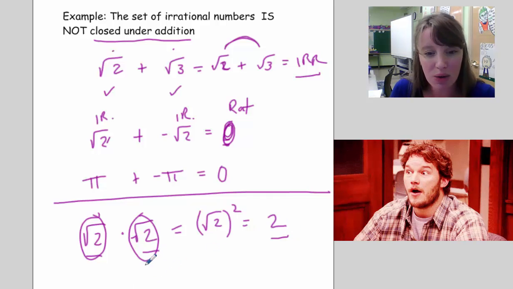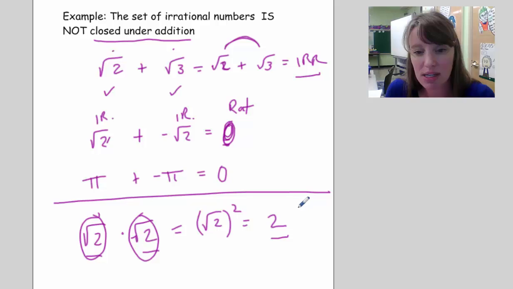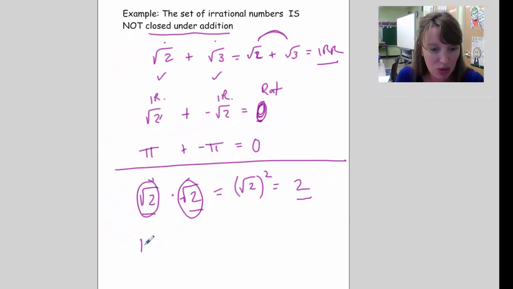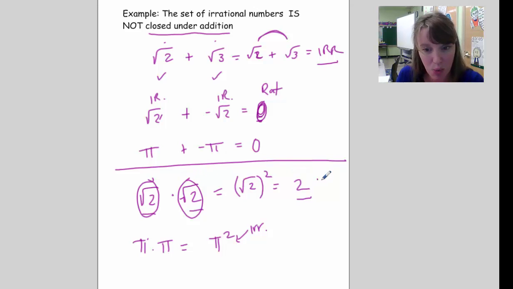Okay? Now, the trick with closure is that you just have to show it for one situation. I could take two other irrational numbers, like pi times pi. Well, that's pi squared, and this is an irrational number right here. Okay? So just because it doesn't fail in every case doesn't mean that it's closed. Closed means I take a number in the set, I operate on another number in the set, and if there exists at least one situation in which the number that comes out is outside of the set you were looking at, it's not closed.